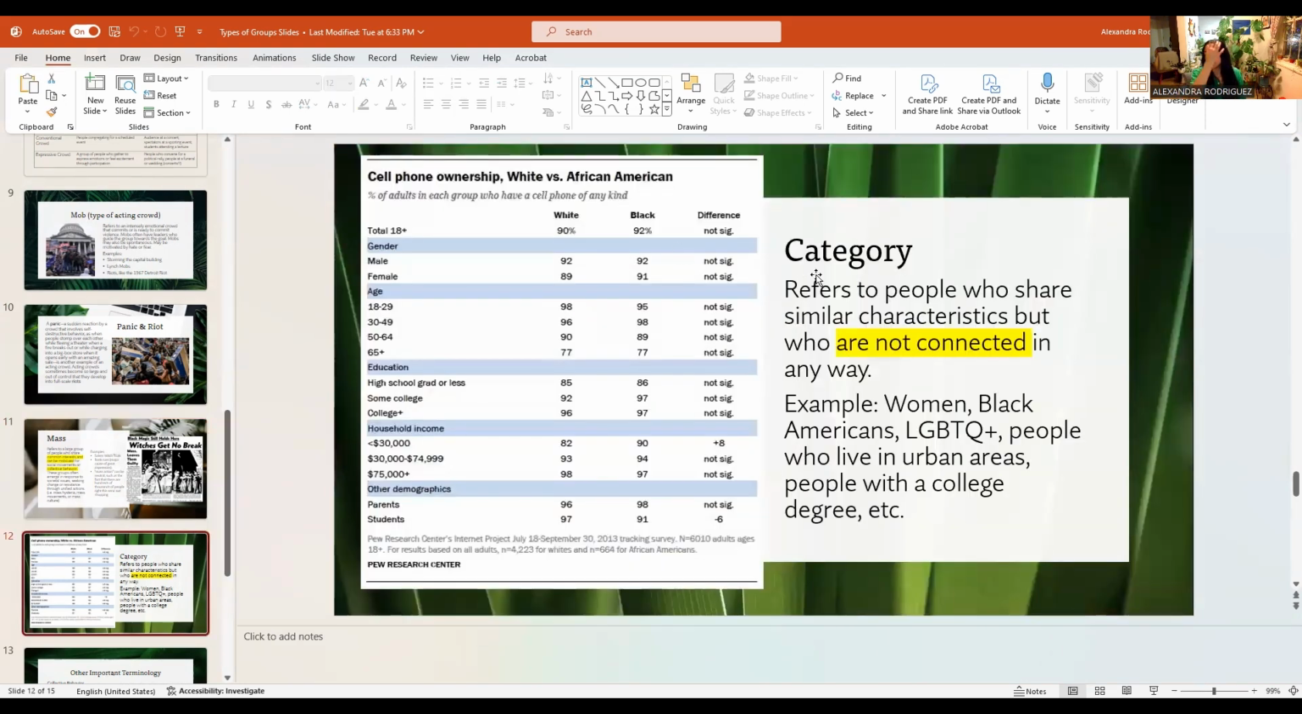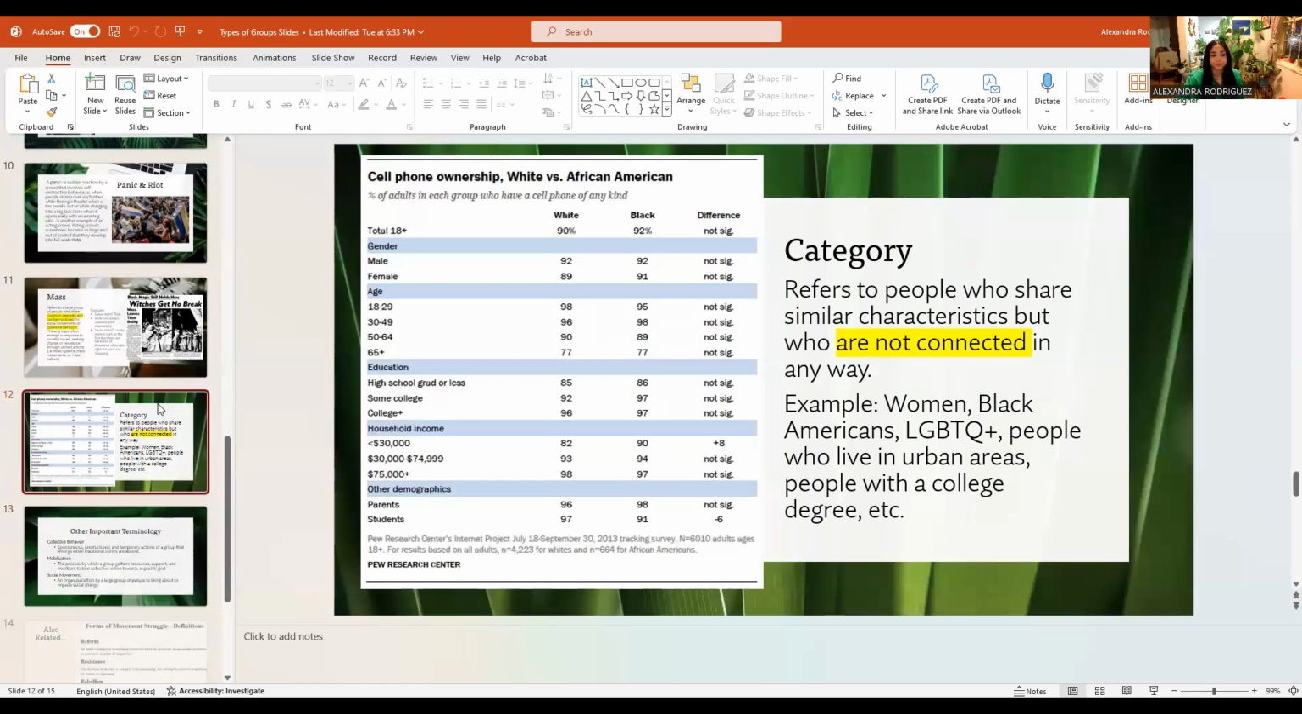In terms of category, this is more so demographics, right? These are people who are in the same category, but don't identify, they're not connected. They don't know each other. So for example, if I'm doing a study, the study right here, cell phone ownership, white versus African American in the United States, they have multiple categories here, right? Gender, age, education, household income, and then other demographics, like are you a parent or a student? These people don't know each other. They haven't interacted, but they do share the same category. The 200 people who are 18 to 29 don't know each other, but they do share the same category in the study.